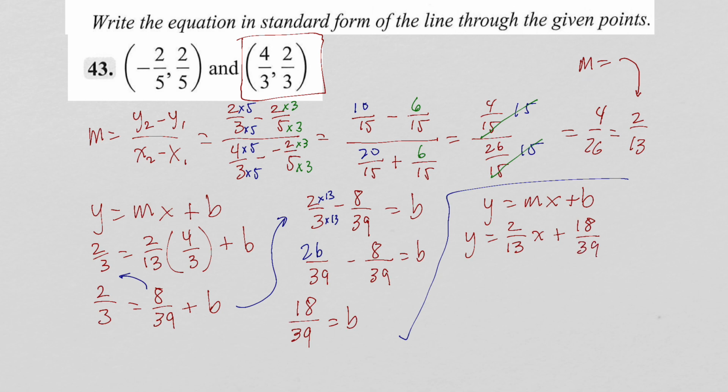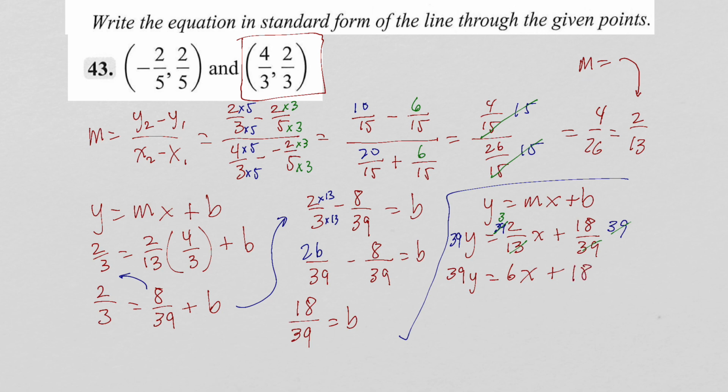Now, if we were being asked to put it in slope-intercept form, we'd be done. But in standard form, I need to get rid of my fractions, so I'm going to multiply each of these items by 39. So I'll squeeze in a 39 here, a 39 here, and a 39 here. Now, on the left, we'll have 39y. Over here, 13 goes into 39 3 times, and so when I multiply 3 times 2, we get 6x plus, and here these 39s cancel, so we're just left with 18.